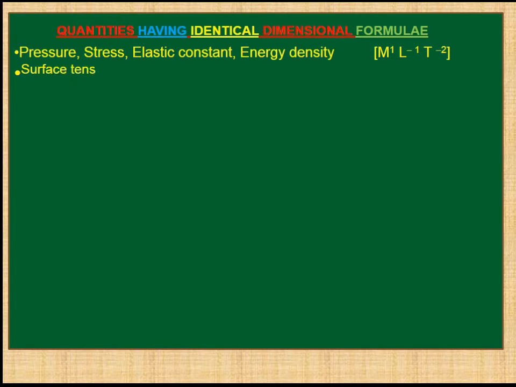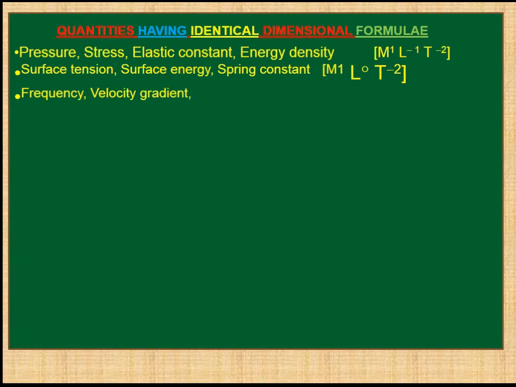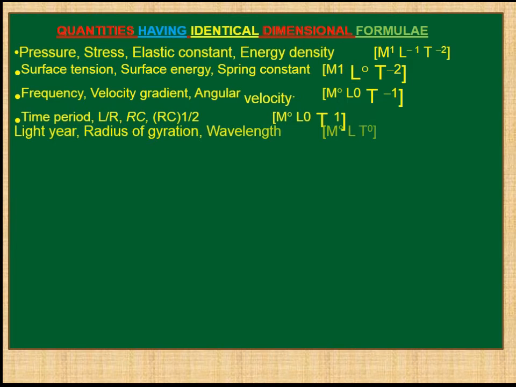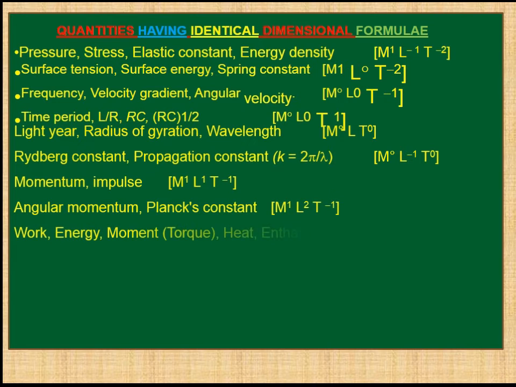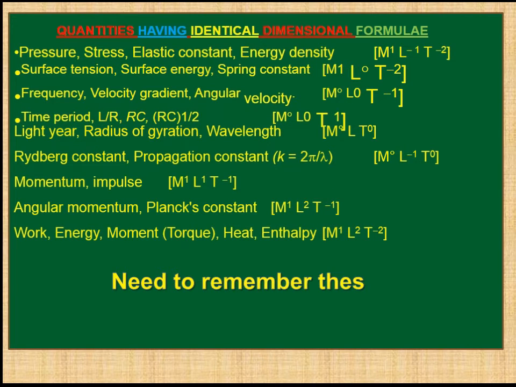Similarly, there are many other quantities such as time period, L by R, R into C. Here L is known as inductance, R is known as resistance, and C is known as the capacity. So these all have the same kind of dimensional formula of T. Momentum and impulse have MLT to the power minus 1. Angular momentum and Planck's constant have ML squared T to the power minus 1. Work, energy, moment, torque, heat, enthalpy, they all have the same dimensional formula.